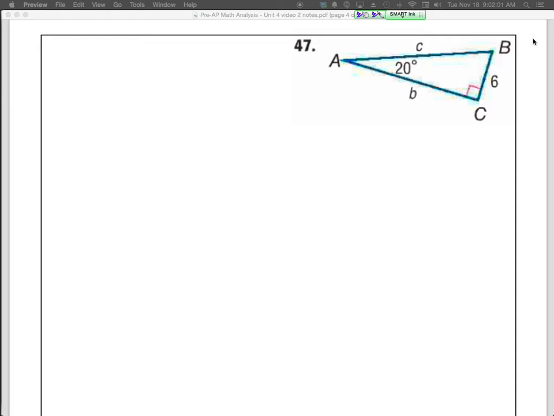Now, technically, wouldn't this one be giving us two angles and a side, because it's a 90-degree angle at C? We can find the second angle very easily, yes. Yeah, okay.